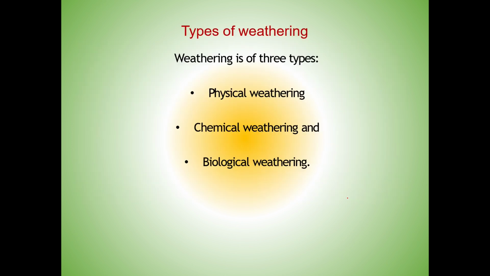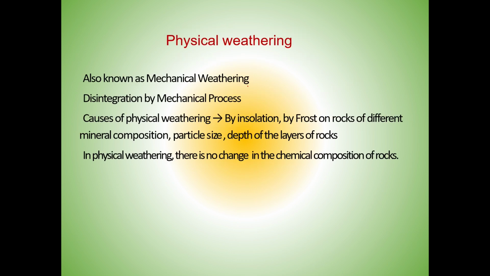Types of weathering. Three types mainly, that is physical weathering, chemical weathering, and biological weathering. Physical weathering is also known as mechanical weathering. It is the disintegration by mechanical process. And causes of physical weathering are by insolation, by frost action, on the rocks of different mineral composition. Depending on mineral composition, rocks will get disintegrated.